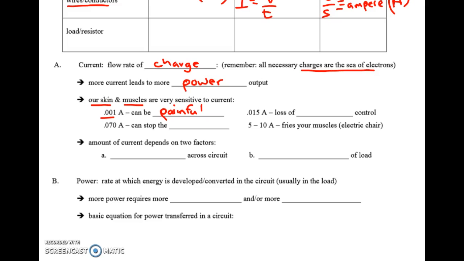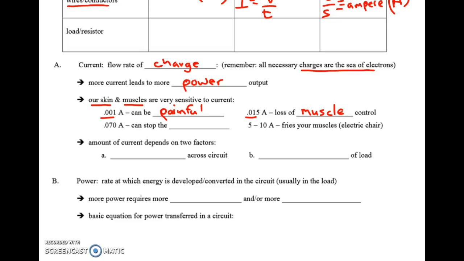Okay? If you up it to 15 thousandths, then you lose muscle control. All right, so that happened to me last year, where I grabbed a hold of 2 wires and I had a few hundredths or a few thousandths of an ampere of current flowing.